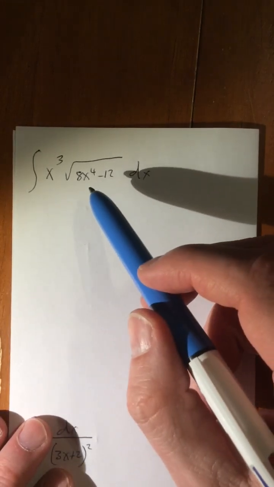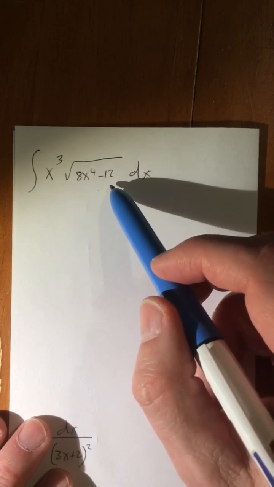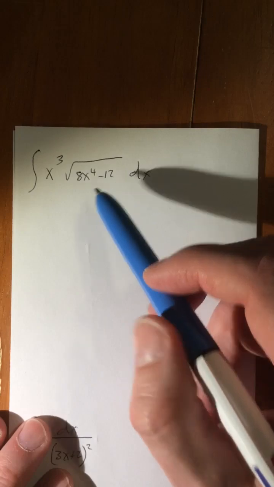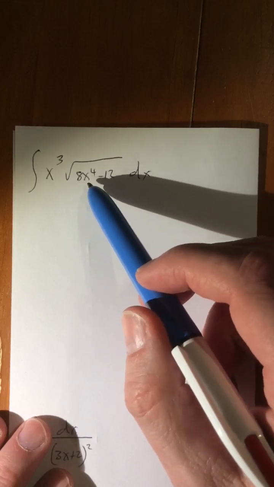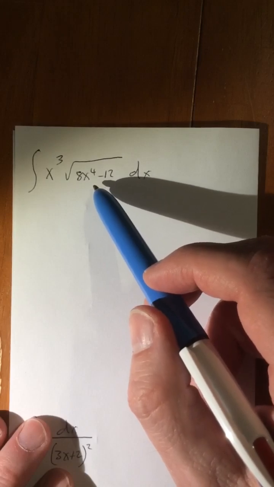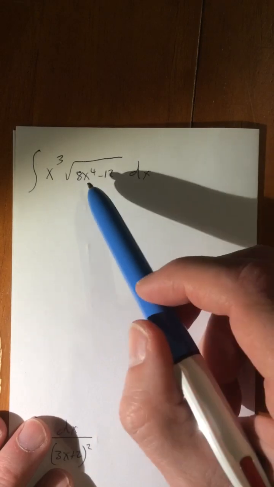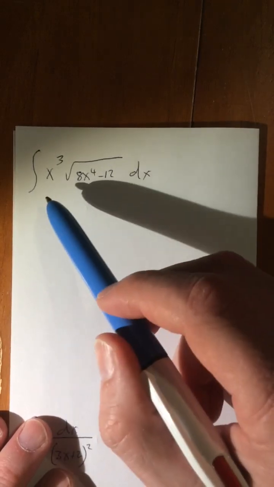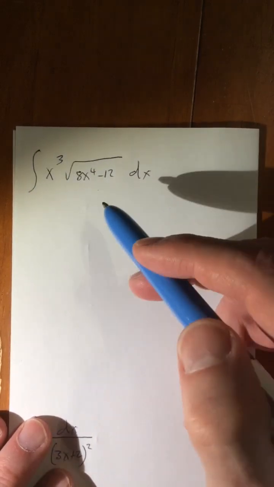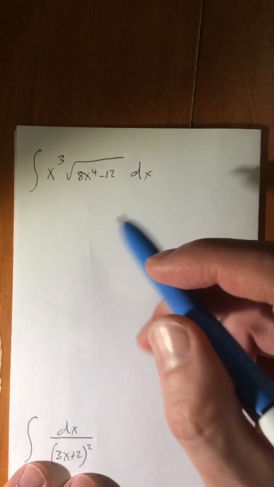So again, it's pretty obvious what u is going to be here. u is obviously going to be the inner function, which is 8x to the 4th minus 12. But just checking here, if we find the derivative of 8x to the 4th minus 12, we're going to get 32x to the 3rd. There's an x to the 3rd right there. So this is a good choice for u, because if this is u, the derivative of u is in the integral somewhere. So that's going to ensure that things work out pretty well.